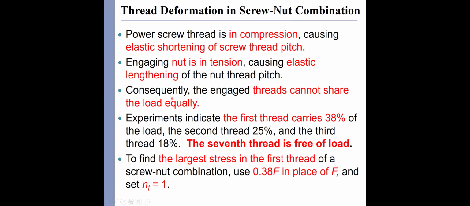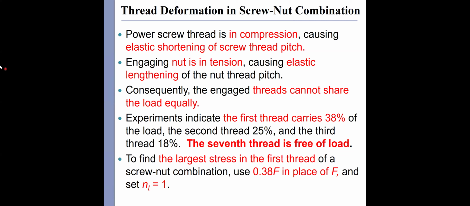Okay, so the thread formation in screw-nut combination, that we already discussed previously. The power screw thread is in compression, causing the elastic shortening of the screw thread pitch. And the engaged nut is in tension, causing the elastic lengthening of the nut thread pitch. Consequently, the engaged threads cannot share the load equally.